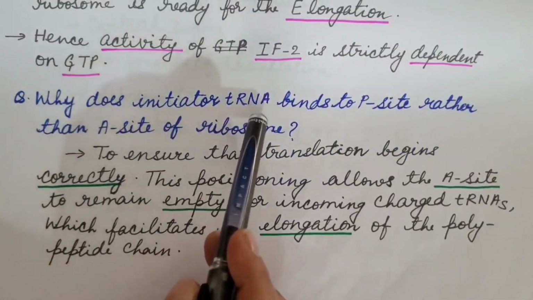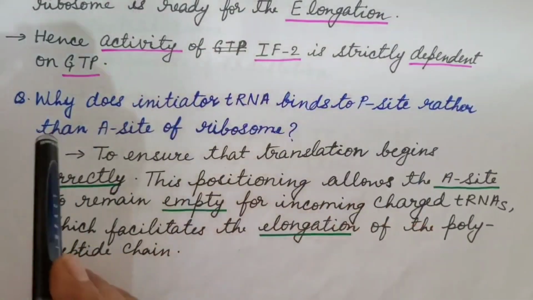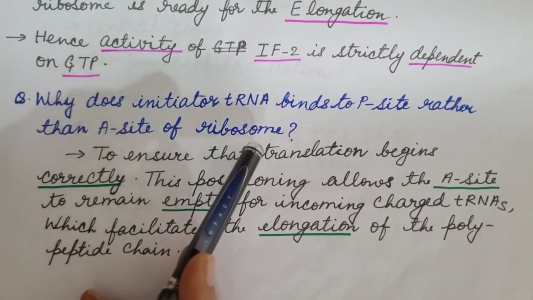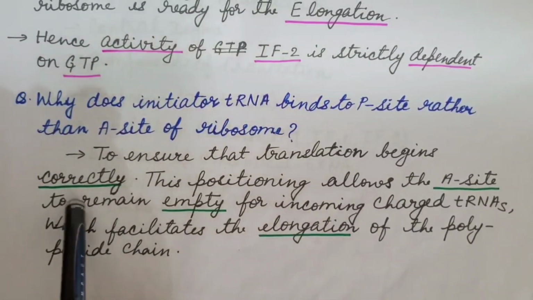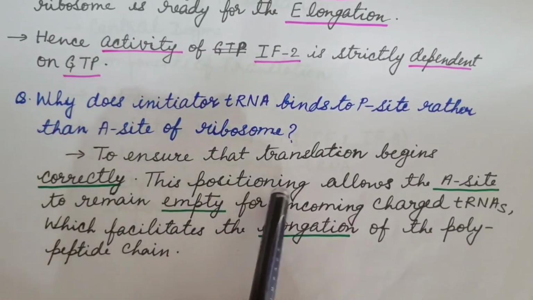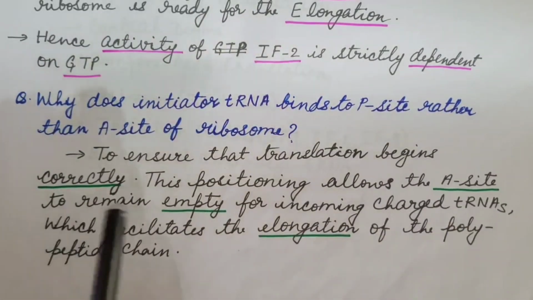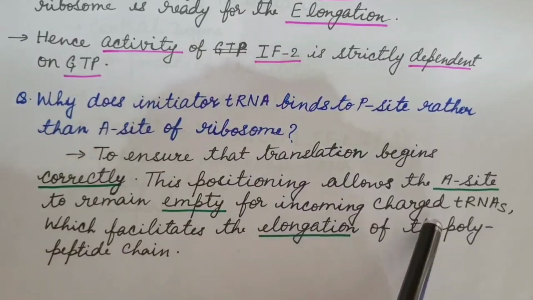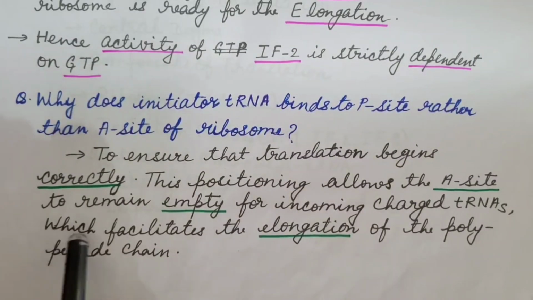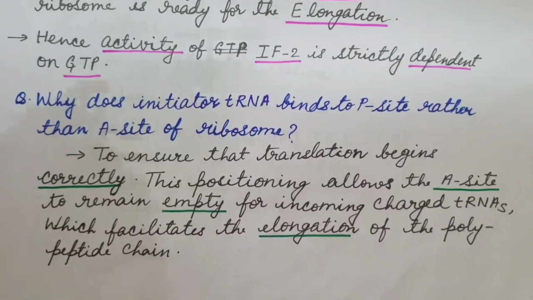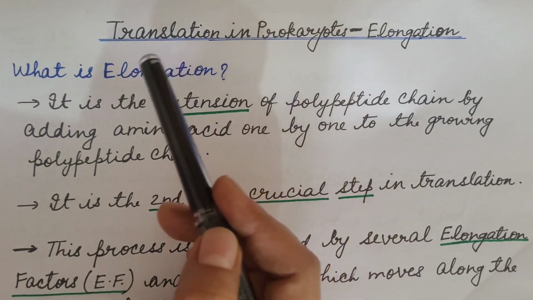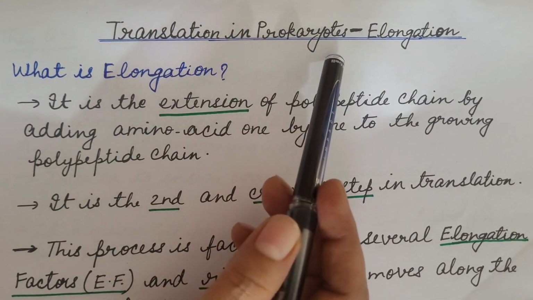Why does the initiator transfer RNA bind to the P site rather than the A site of the ribosome? To ensure that translation begins correctly. This positioning allows the A site to remain empty for incoming charged transfer RNAs, which facilitates the elongation of the polypeptide chain. Now let us discuss the elongation step in prokaryotic translation.